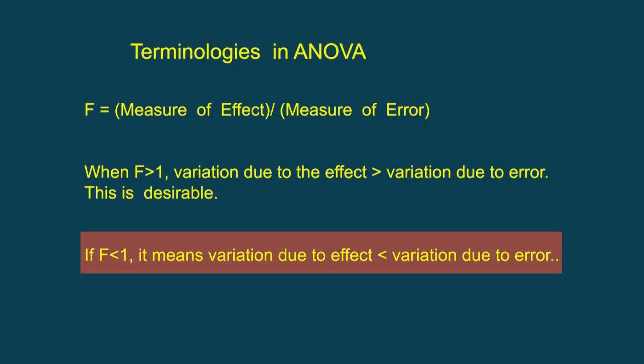Otherwise, if F is less than 1, then the measure of error will offset the measure of effect, and that will reduce the significance of the model. Next, we move on to the sum of squares. These are very important terminologies in the context of ANOVA.